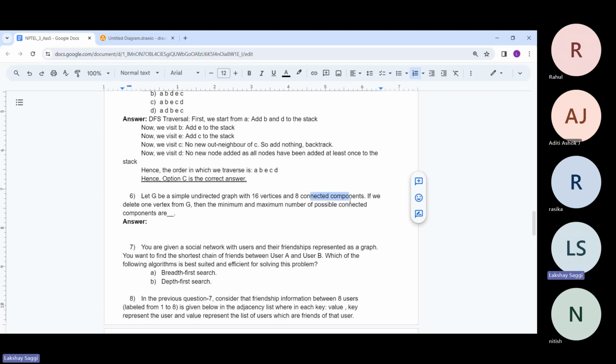So I hope everyone knows what connected components are. And now we are allowed to delete one vertex from G. And that vertex deleted will be our choice, and the graph G is also our choice. And we want to answer the minimum and maximum number of possible connected components.